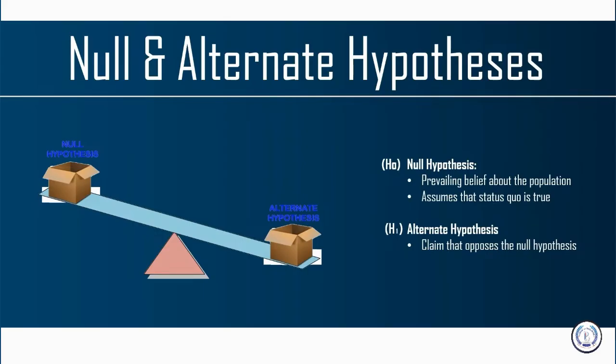Now, if you remember the older example of Maggi noodles, the null hypothesis here is that the lead in the food product, the Maggi noodles, does not exceed the maximum limit, that is, it does not exceed 2.5 ppm. And the alternate hypothesis will be that lead in the Maggi noodles does exceed the 2.5 ppm limit, which is the maximum limit.